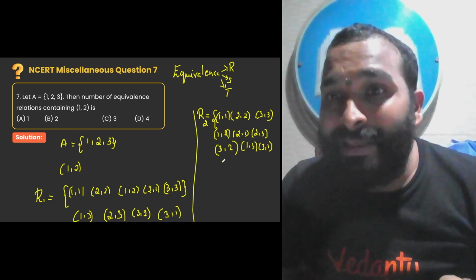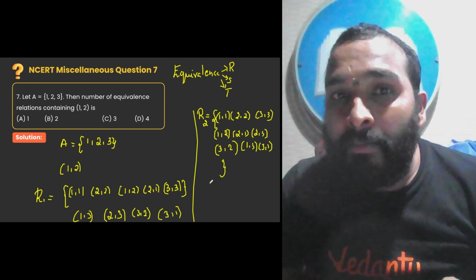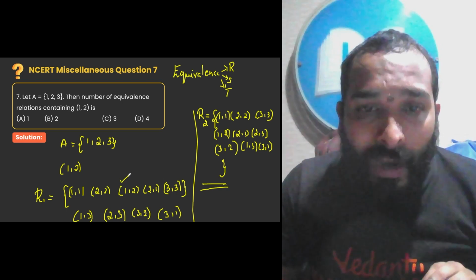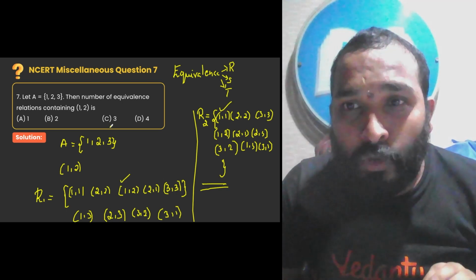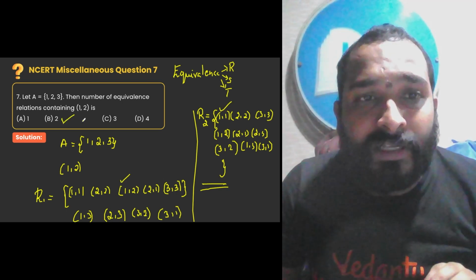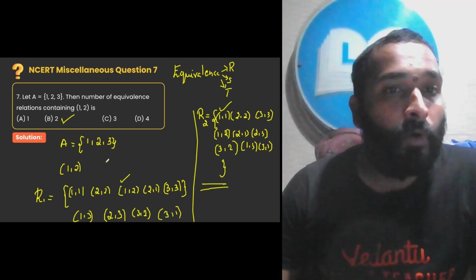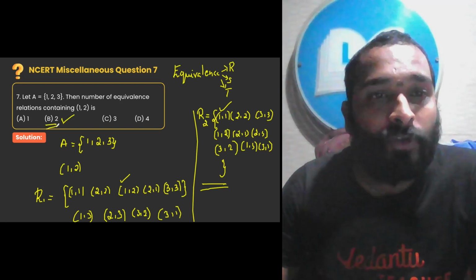So in that case, the number of equivalence relations possible will be 1 this and 1 this. So what is your right answer, children? It is a total of 2 equivalence relations possible here. Yes or no? Only 2 equivalence relations are possible, and the correct option is option B.